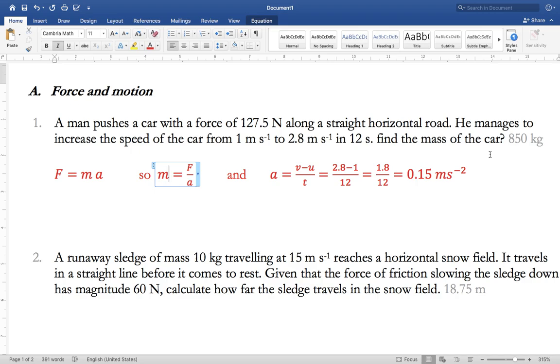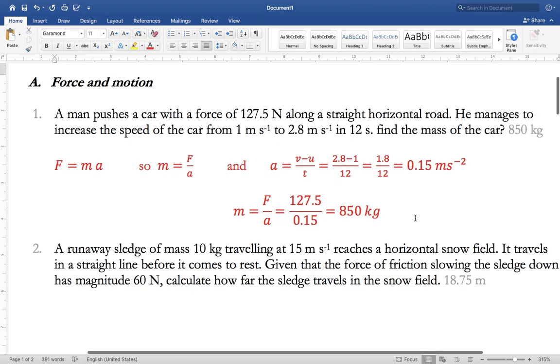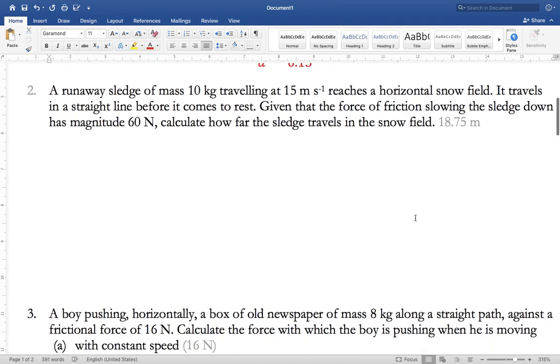So we can substitute this number here. Mass equals F divided by a. The force equals 127.5 divided by 0.15, which equals 850 kilograms. Yay, we finally get the answer for number one. Continue to number two. Okay, we have the question here.